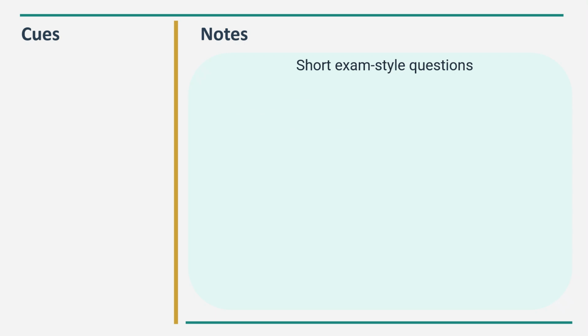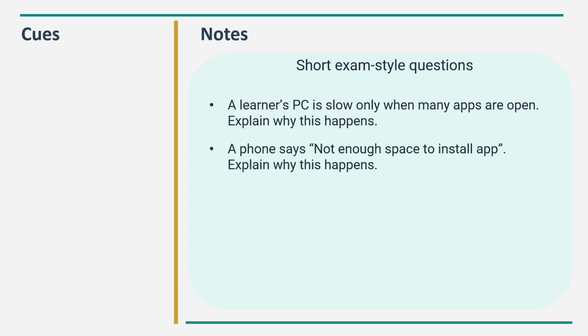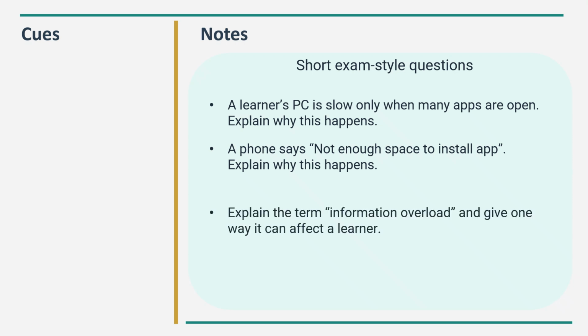So, first question. A learner's PC is slow only when many apps are open. Explain why this happens. Second question. A phone says not enough space to install the app. Explain why this happens. Explain the term information overload and give one way it can affect the learner. Last question. When will virtual memory be used? Please pause. Now let's look at the answers.